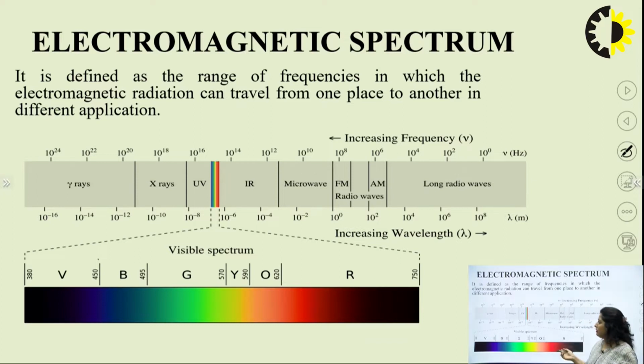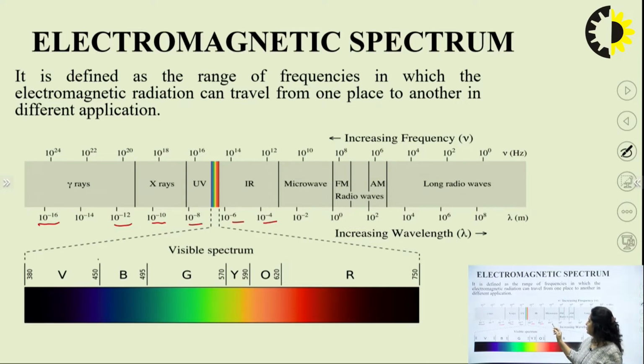Here you can see from the figure that the first one is gamma rays, the second one is X-rays. The gamma rays range in frequency from 10 to the power 24 to 10 to the power 20, and in wavelength it is 10 to the power minus 16 to 10 to the power minus 12. The X-rays have a range of around 10 to the power minus 10 micrometer. The ultraviolet rays are in the range of around 10 to the power minus 8. The infrared rays are around 10 to the power minus 6 to 10 to the power minus 4.